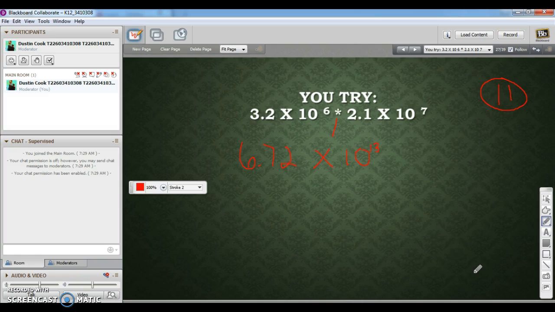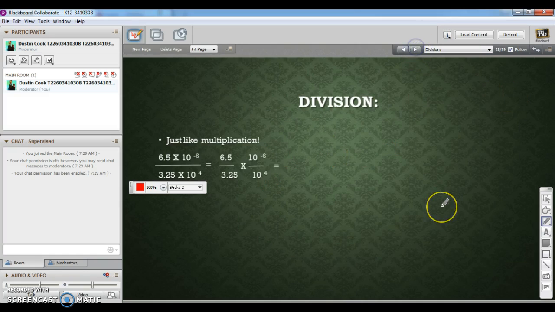Not too hard. Now, let's say hypothetically, instead of 6.72, what if we did something crazy and got 67.2? Well, then we need to bump this over by adding 1. So then it'd be to the 14. So don't forget, make sure you only have one digit. In this example we did. That was pretty handy.